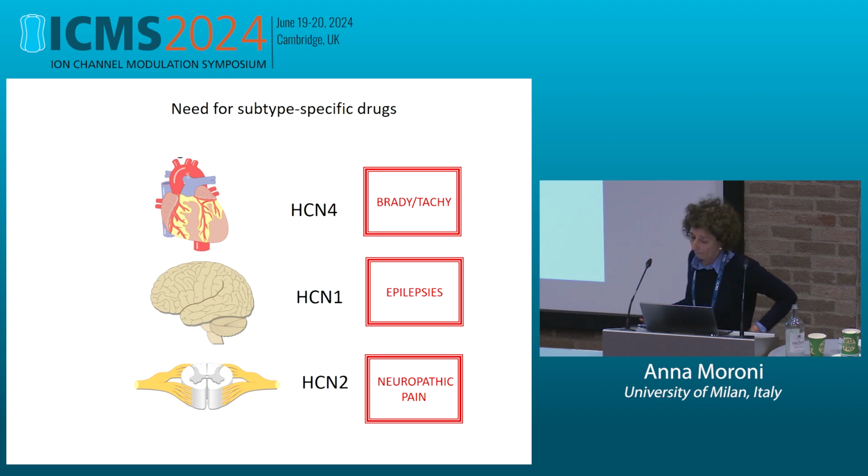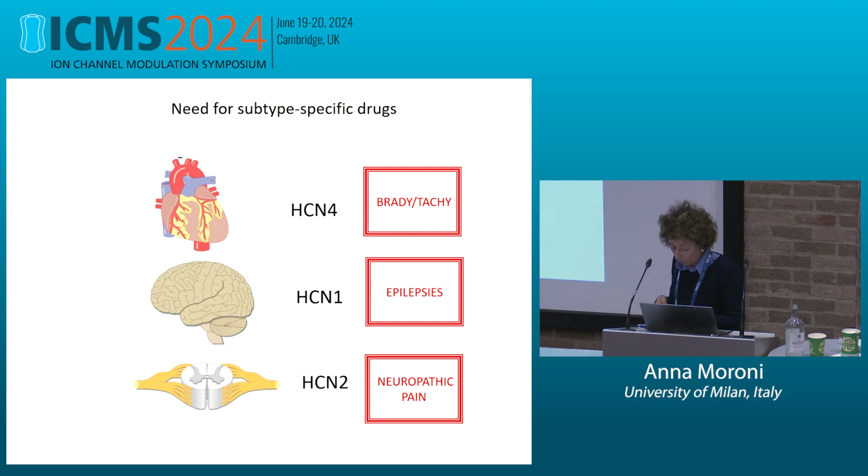Therefore, there is a need for drugs that can be subtype specific, because of course, if you inhibit HCN2 in neuropathic pain, you have a relief from pain, but you also have problems on heart rate. This is related to the unspecificity of the drug ivabradine.